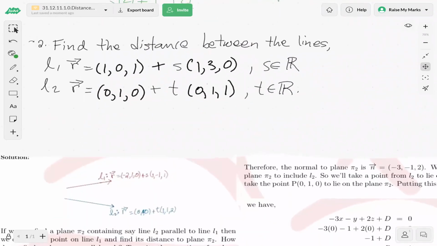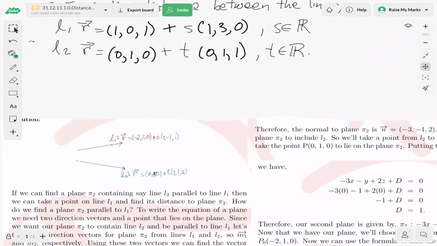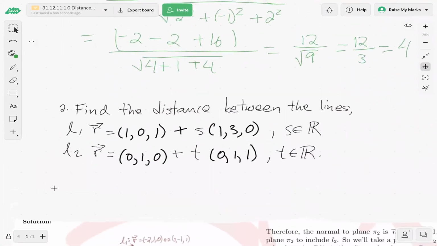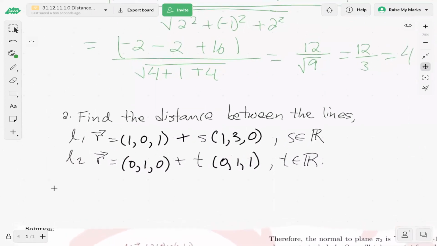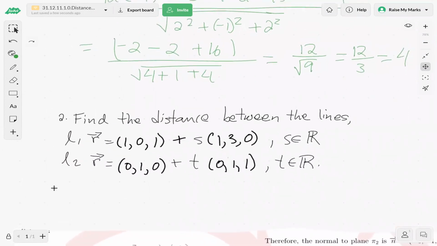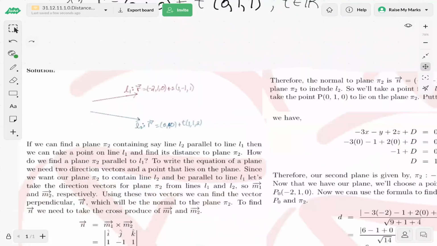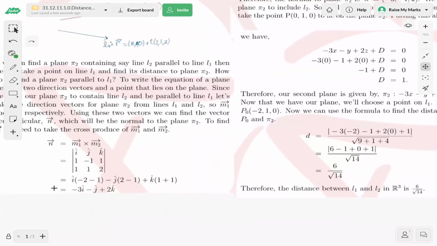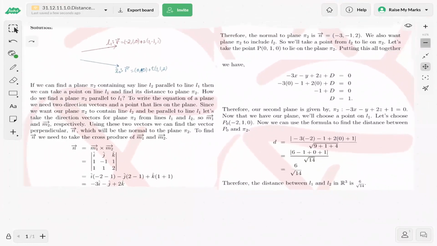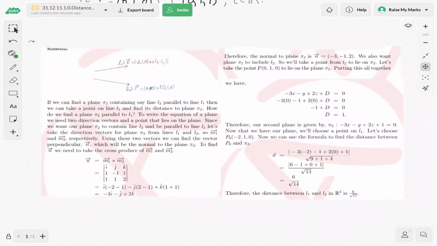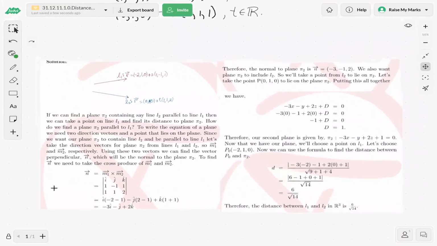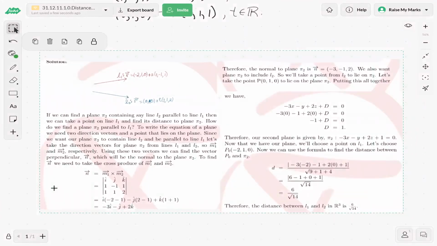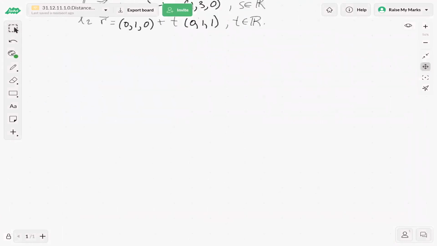Okay, so what do we have here? We're asked to find the distance between the lines L1 and L2. It looks like we have a bit of information on how to do this problem down below. We can look at this, or why don't we cut all of this out and work on it ourselves? See if we can figure it out.